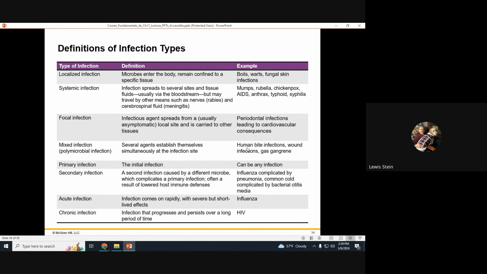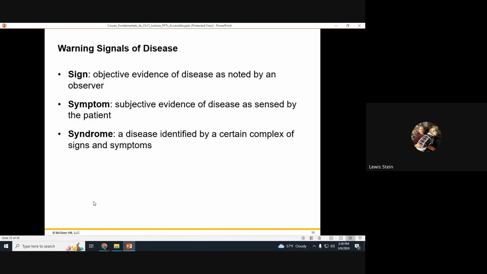So, we do see a lot of these polymicrobial ones. We're going to talk about bite wounds down the road. Human bite wounds are far worse than animal bite wounds. Far worse. I'm just telling you. And again, I talked about this in the flu. The primary infection could be anything. The damage it caused allows another infection, whether it's pneumonia or an ear infection, secondary. And then we look at acute versus chronic, which we covered. And the last topic for today, and that's where I finished the other group, signs and symptoms.